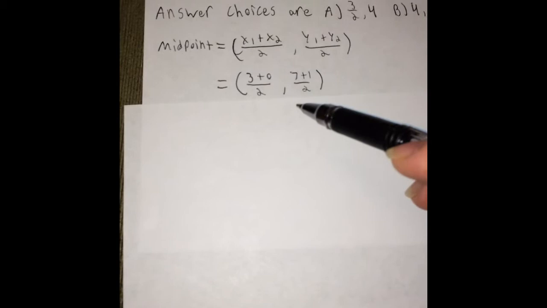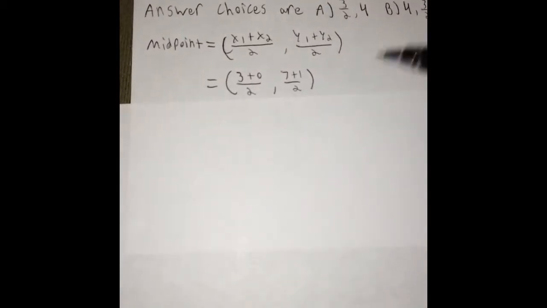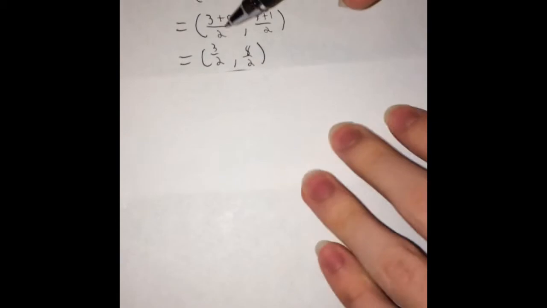So then you get 3 plus 0 divided by 2, comma, 7 plus 1 over 2. And then it's just some basic math there for the 3 plus 0 and the 7 plus 1. You get 3 and then 8. And then you're left with 3 over 2, comma, 8 over 2. And you can simplify the 8 over 2 to get 4. And you end up with 3 over 2, comma 4, which would be answer A.